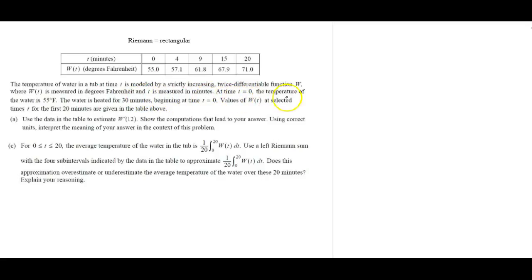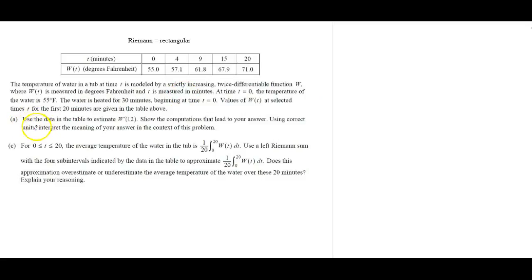At time 0, the temperature of the water is 55 degrees. So we can see that in the table. So at time 0, the water is 55 degrees. At 4 minutes, the water is 57.1 degrees. So we can see that happening. And we know that this is increasing, not because of the values in the table, because we were told that the temperature is increasing. And the water is heated for 30 minutes, beginning at time 0. Values of W of t at selected values for the first 20 minutes are given in the table above. So there's my description of the table of data.